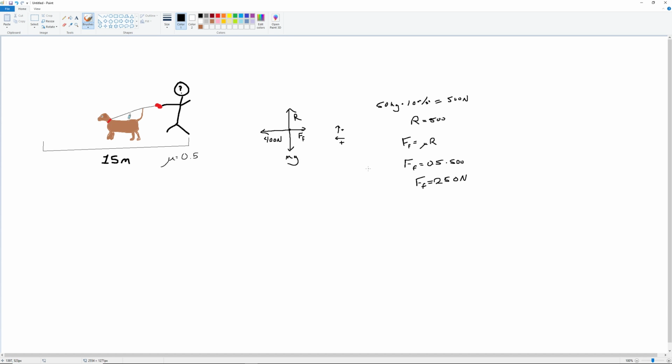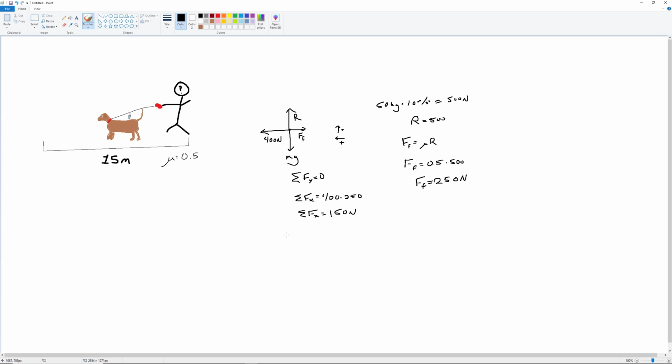Okay, so now that we have all that, we can figure out the sum of all the forces on the diagram. And because there is no movement in the y direction, we can assume that the sum of the forces in the y direction equals 0. Yet the sum of the forces in the x direction is obviously not 0 because he's moving. And so that's going to be 400 minus 250, which is going to give us a net force of 150 newtons.